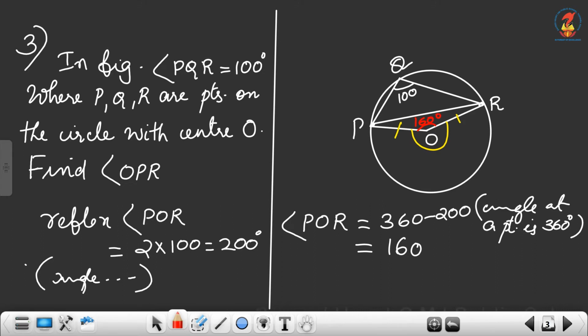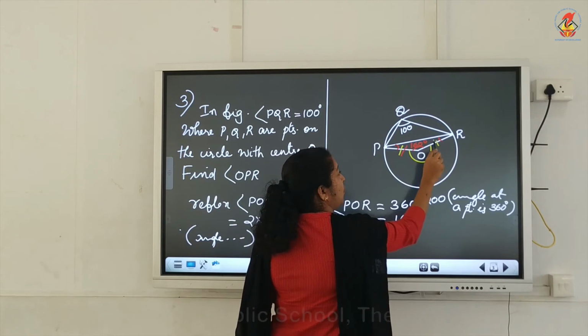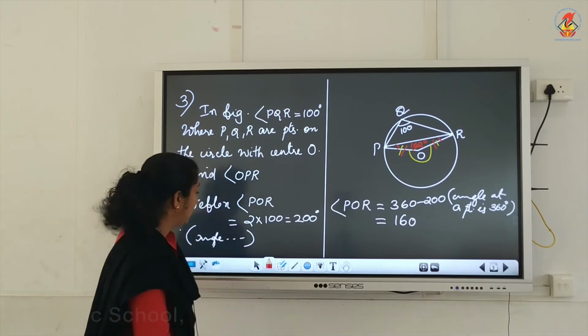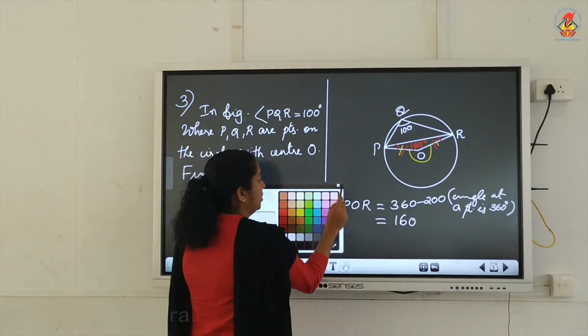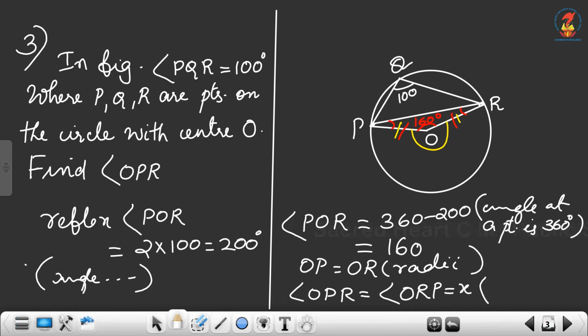What do we need actually? We need these two angles. So what about OP and OR? OP and OR are radii, so they are equal. So OP is equal to OR, radii. So what can we say? Angle OPR is equal to angle ORP, equal to x. Why are these two equal? Angles opposite to equal sides.